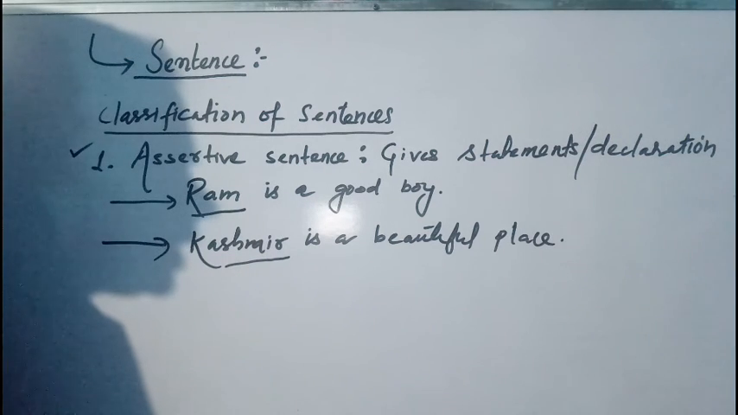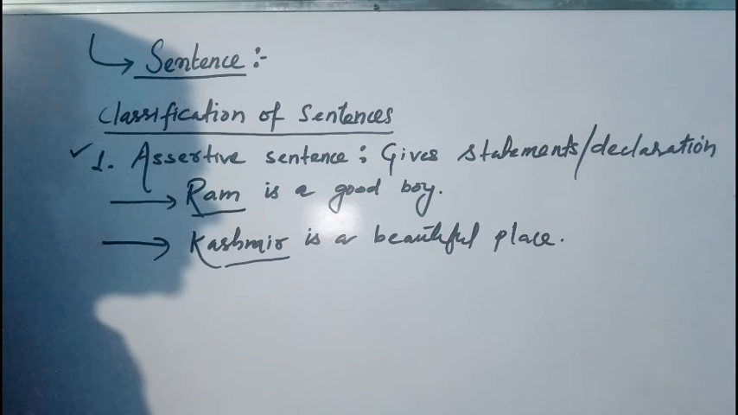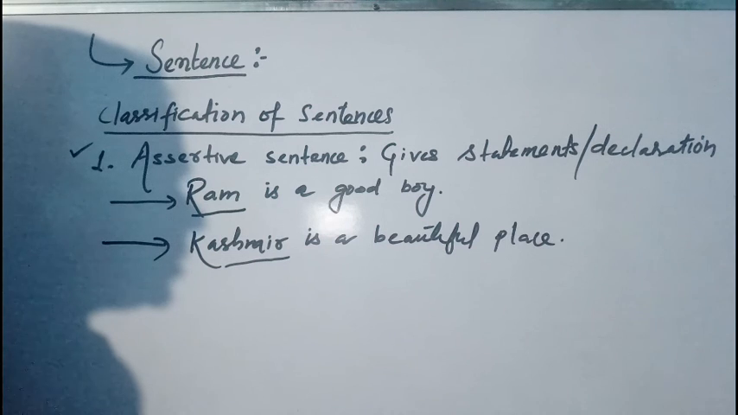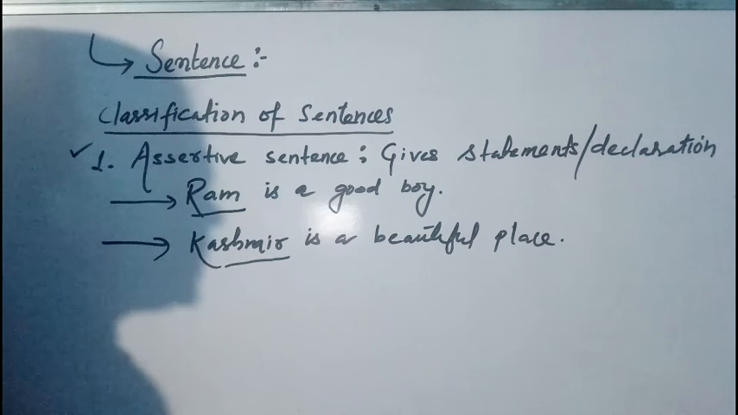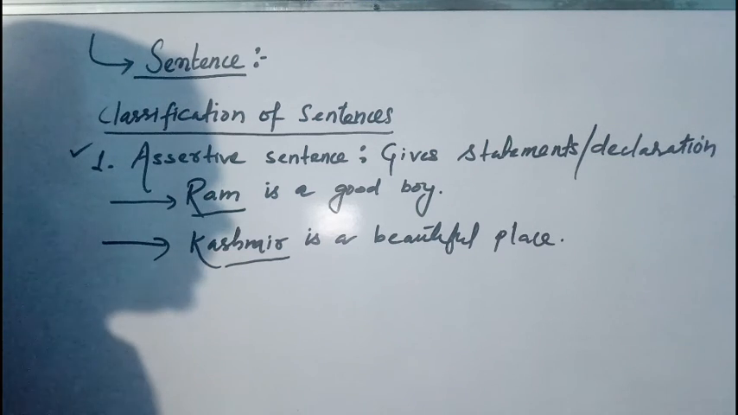See, I love to play football. I like to play guitar. They are very good friends. These children are reading in class 5. So in this way, such sentences which give a declaration are called assertive sentences. Okay, let us see another type.